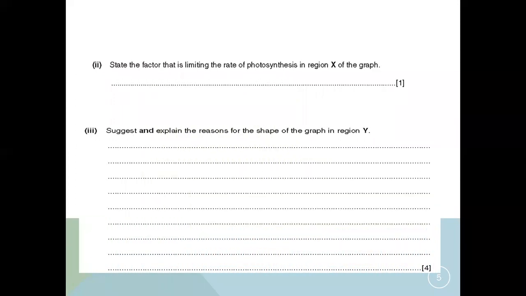Now another question we have, I discussed it already, that's why I'm going fast in these questions. State the factor that is limiting the rate of photosynthesis at x. At x the limiting factor was carbon dioxide, right? At point x the limiting factor was carbon dioxide. As the carbon dioxide was increasing, the rate of photosynthesis was increasing.